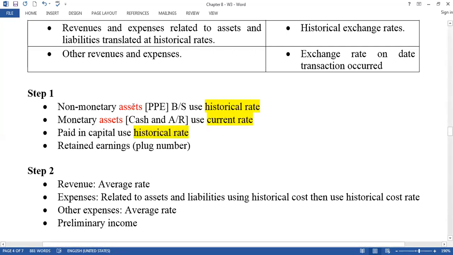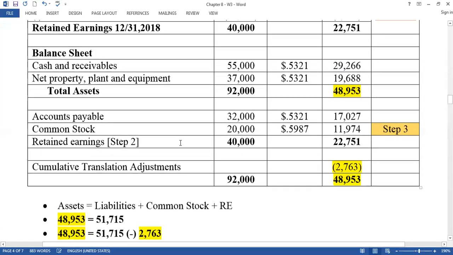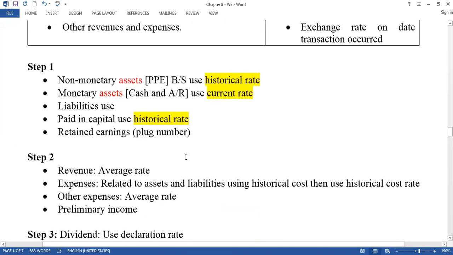Okay. So we have assets. Look at here. Another thing, I forgot to tell you here: liabilities use which rate? Can you remember? Current rate. Current. Let me check. Temporal method.